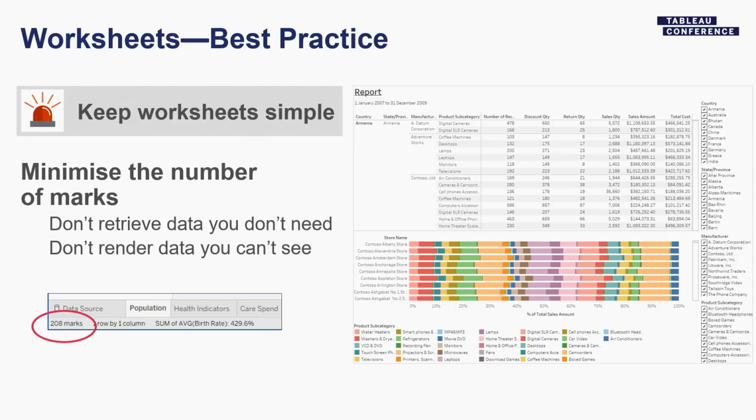So keep things simple. The idea here, the driving philosophy here, is to keep the number of marks on the page to a minimum. It's not always easy to see where the number of marks is, but if you go down to the bottom left-hand end of the page, you'll see the number of marks, the number of rows, and the number of columns of data that have been brought into Tableau.